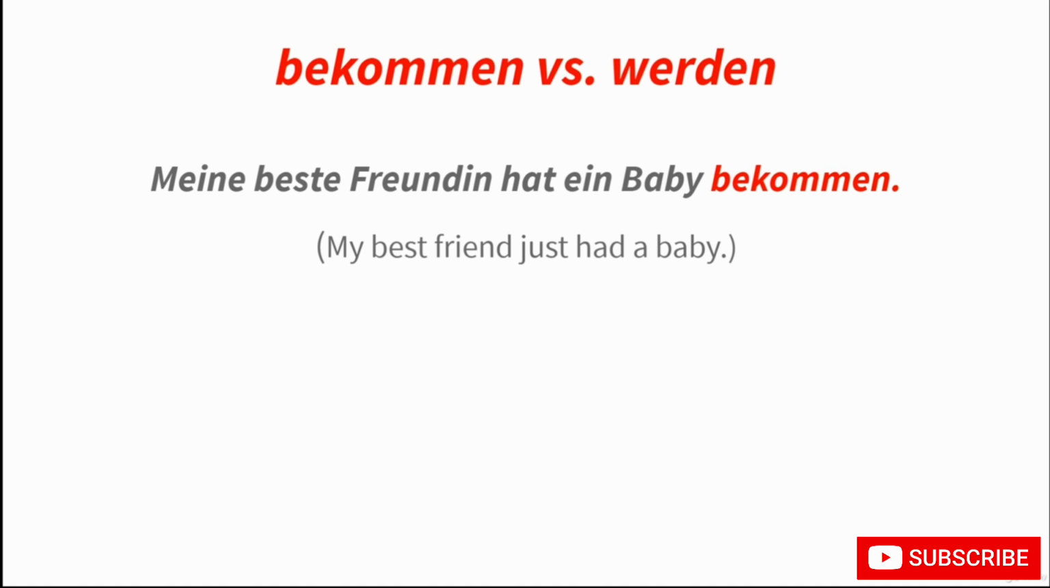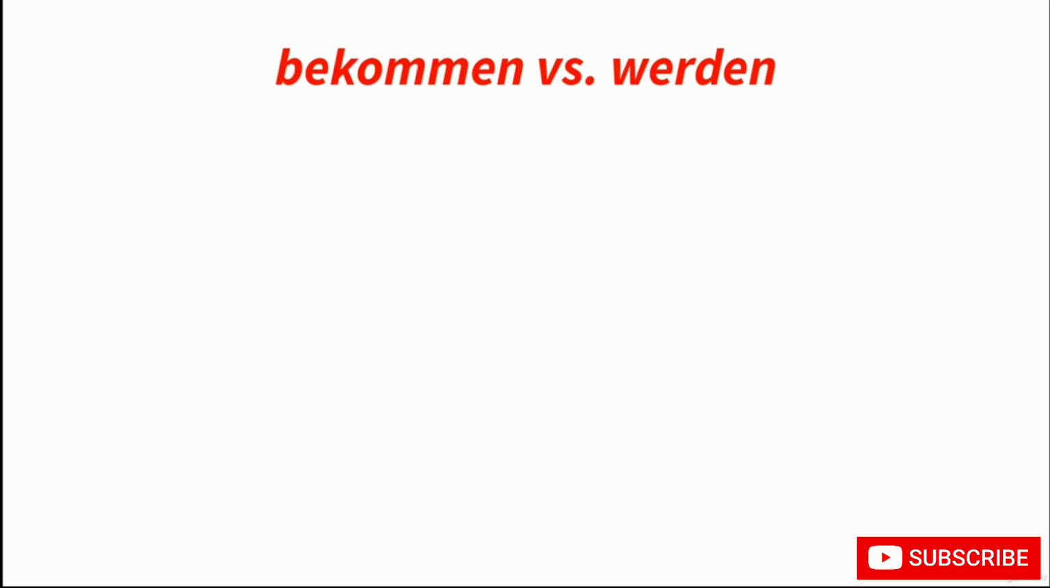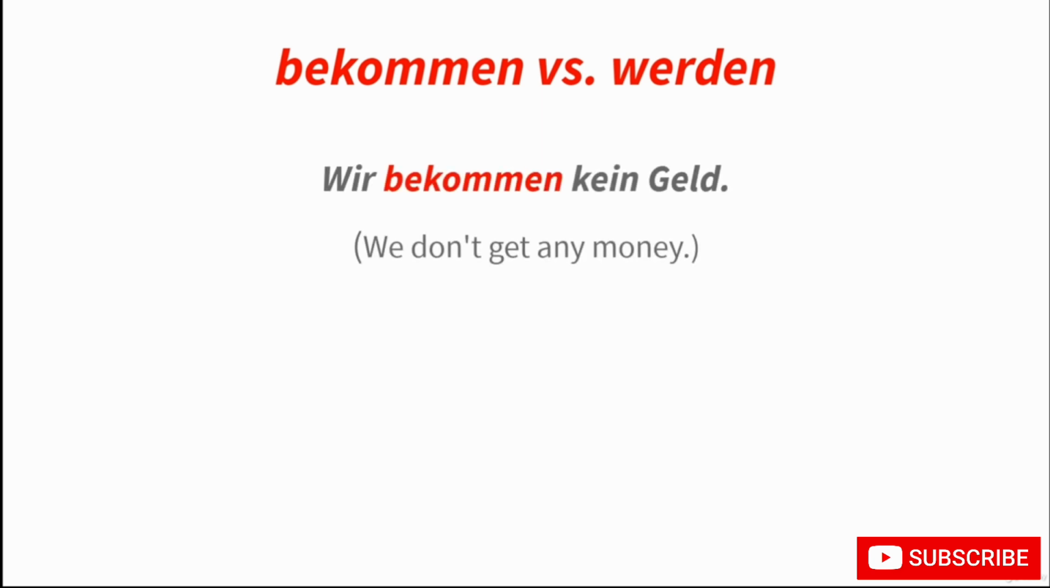Meine beste Freundin hat ein Baby bekommen. Means my best friend just had a baby. Ein Baby bekommen is a phrase commonly used to say have a baby in German. Sie ist Mutter geworden means she became a mother. Another example, wir bekommen kein Geld. We don't get any money. Here we want to say get, that's why we use bekommen.